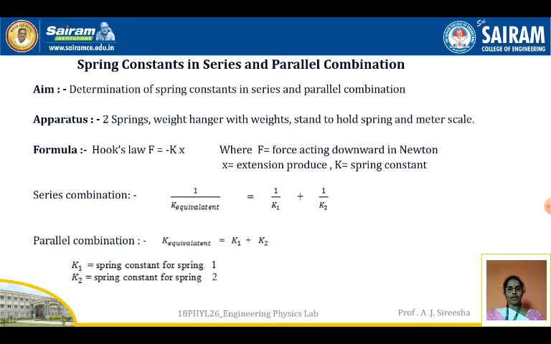So what are K1 and K2 here? K1 is the spring constant for spring 1 and K2 is the spring constant for spring 2. So in this experiment, we are going to see the theoretical value and the practical values of the spring constant with two different springs, and we ensure that the experimental and theoretical values are the same.